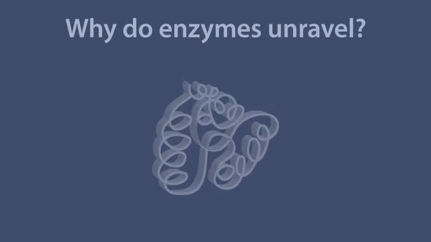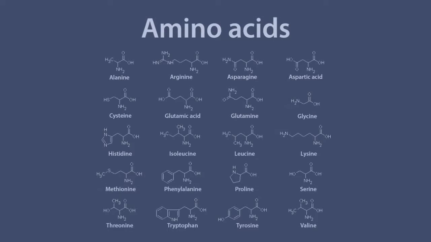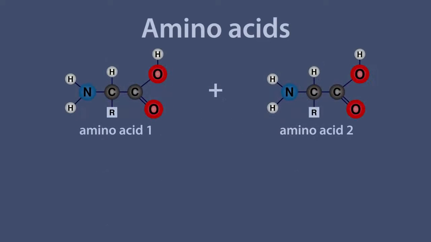So why do enzymes unravel like this? Well, the primary structure of proteins is when amino acids, there are 20 to choose from, join with the peptide bond.